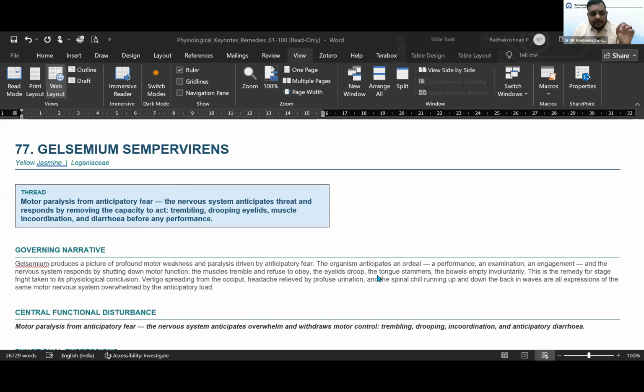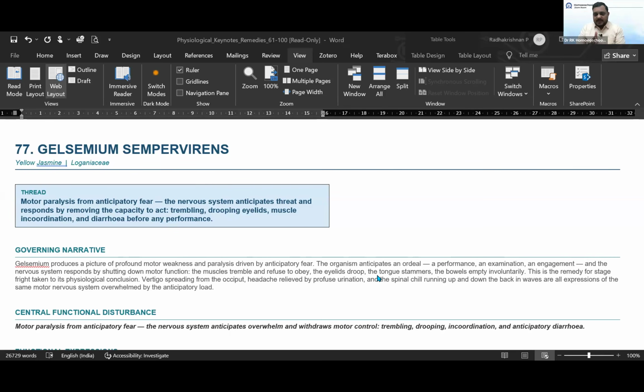The book is in the last phase of publishing. You can see Gelsemium sempervirens. The thread is motor paralysis from anticipatory fear. The nervous system anticipates threat and responds by removing the capacity to act: trembling, drooping eyelids, muscle incoordination, and diarrhea before any performance. If you understand this, motor paralysis from anticipatory fear, we can apply Gelsemium in lots of cases. Instead of studying one symptom after another, just study this common thread.